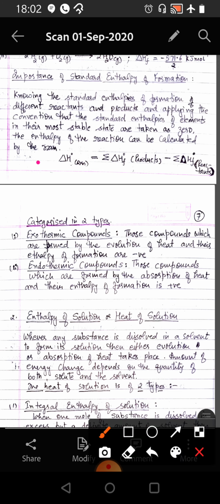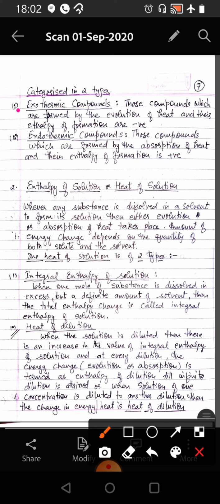Standard enthalpy of reaction is equal to the summation of the standard enthalpy of formation of the products minus the summation of the standard enthalpy of formation of the reactants. This can be categorized in two types. First is exothermic compounds, those compounds which are formed by the evolution of heat, and the enthalpy of formation is negative. Second is endothermic compounds, those compounds which are formed by the absorption of heat, and their enthalpy of formation is positive.